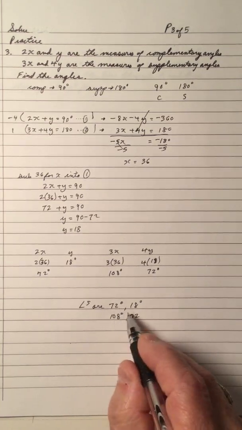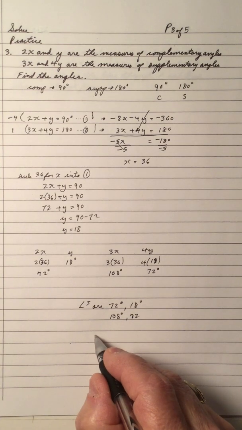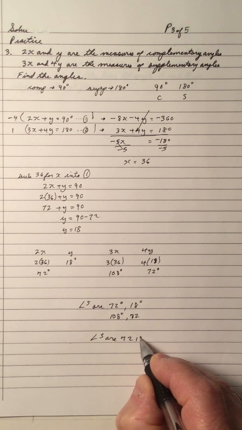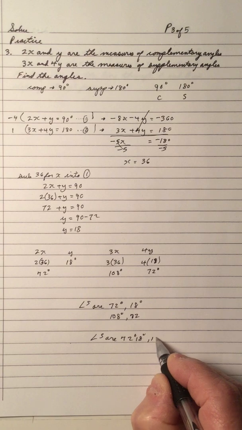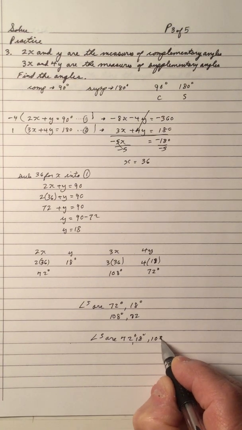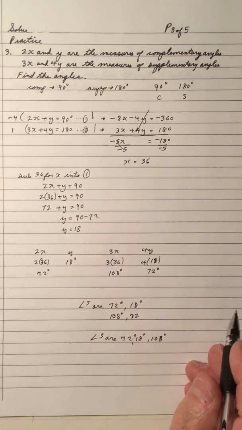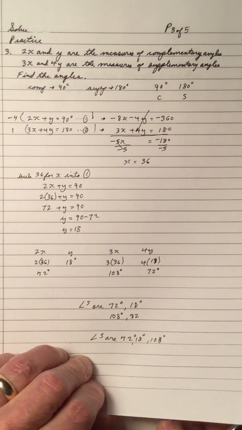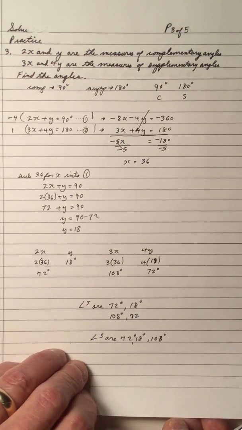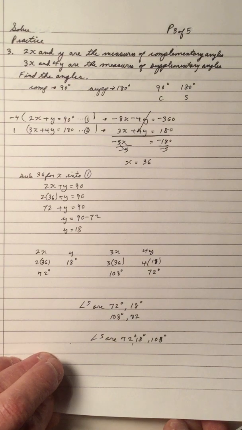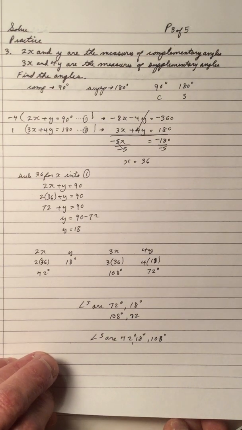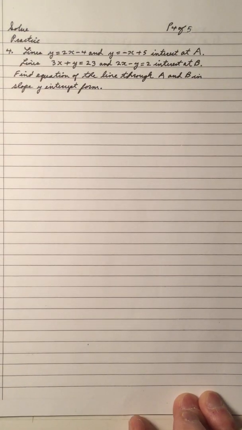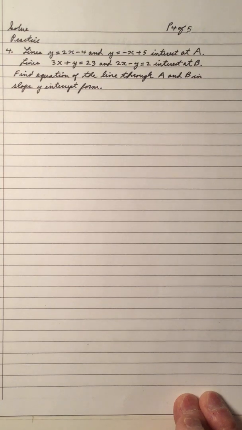So really, one angle is repeated twice in that. So really, the angles are 72, 18, and 108, because two of these angles are the same. Notice complementary angles add up to 90, supplementary angles add up to 180. C is before S, 90 is before 180. I solved them by elimination. You could solve them by substitution if you want. You probably would not solve them by graphing.